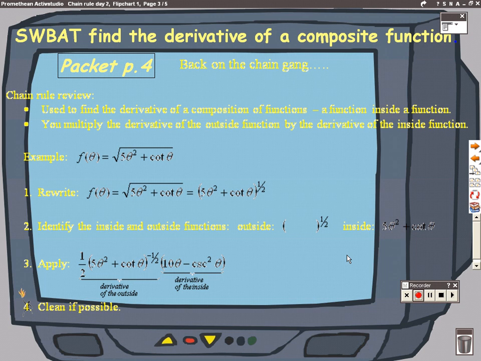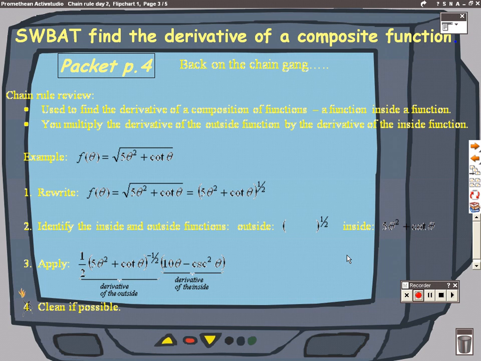So again, the objective today is to find the derivative of a composite function, and that uses the chain rule. What you see on the screen now is in your packet on page 4. Hopefully this is going to be clear with the yellow writing. If not, somebody please turn out the lights so you can see a little more clearly. But again, it is in your packet on page 4, so please turn to page 4.